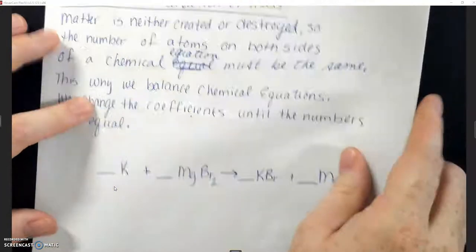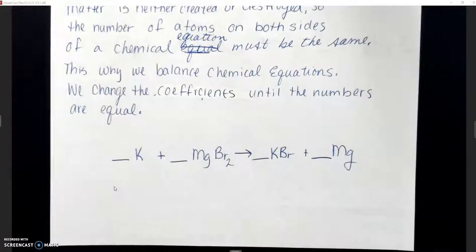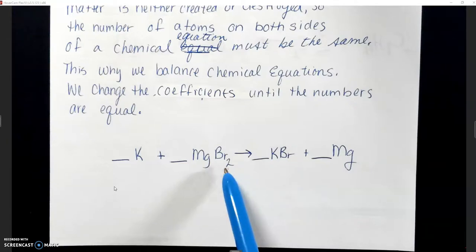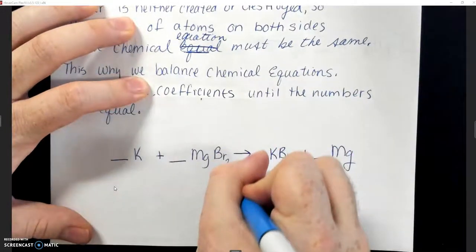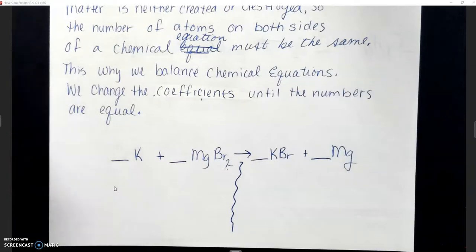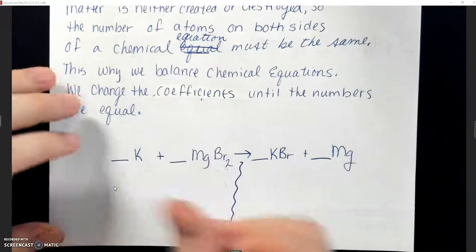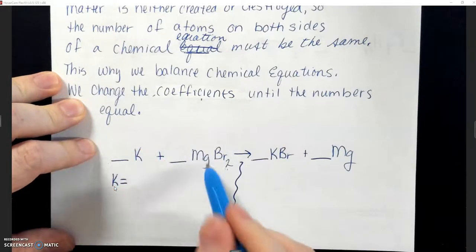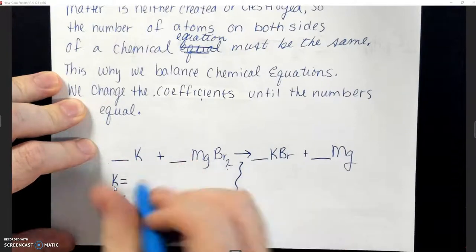Let's balance this first one. This is kind of an easy example. K, potassium, reacts with magnesium bromide to make potassium bromide and then magnesium metal. The equation is clearly unbalanced because I only have 2 bromines on this side and I've got 1 over here. But let's go ahead and get an inventory of the atoms on both sides so that we know how to balance this. Okay. On the reactant side, I have a potassium, I have a magnesium, and I have a bromine.